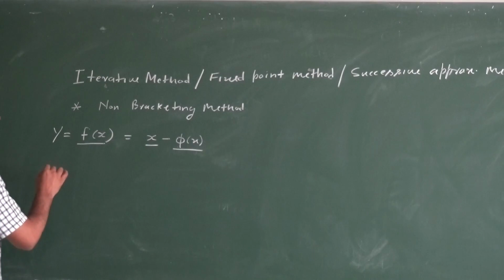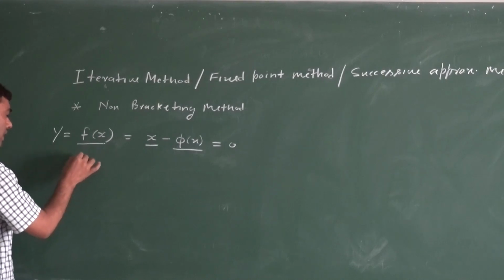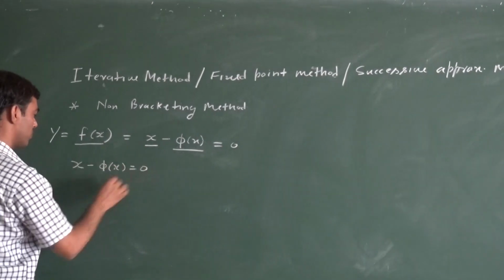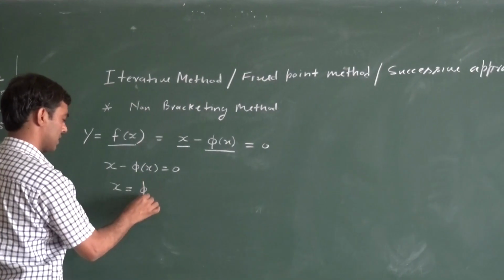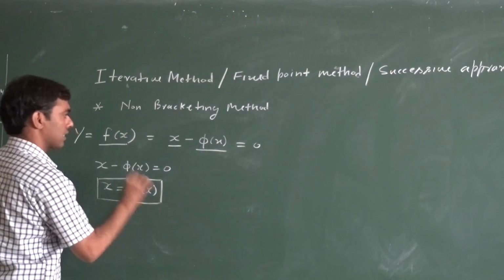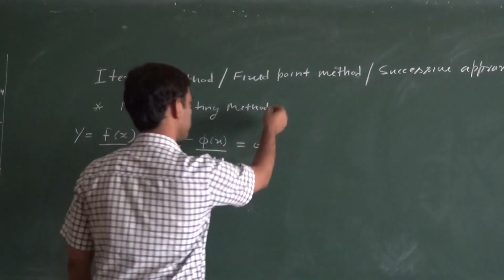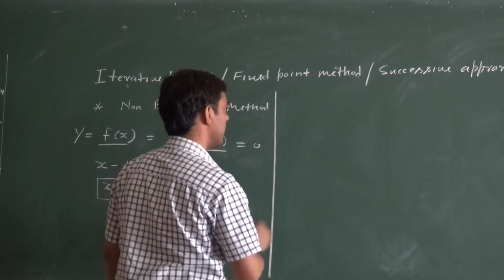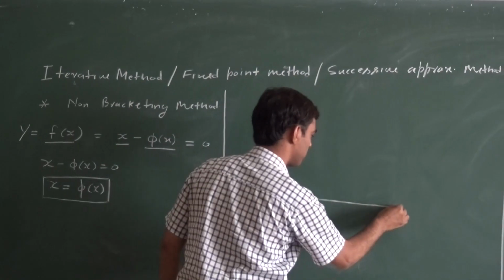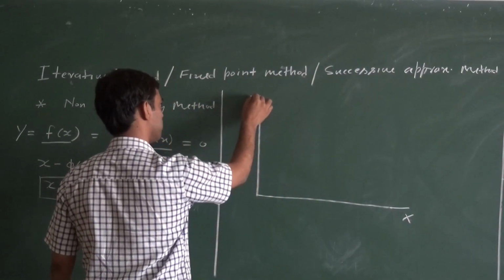So, if y equal f(x) equal to 0, we try to write f(x) in the form of x minus phi(x) equal to 0, meaning x equal phi(x). We first write the given algebraic and transcendental equation in the form x equal phi(x). Now, the geometrical interpretation of this method: how we find the root with the help of an iterative scheme.